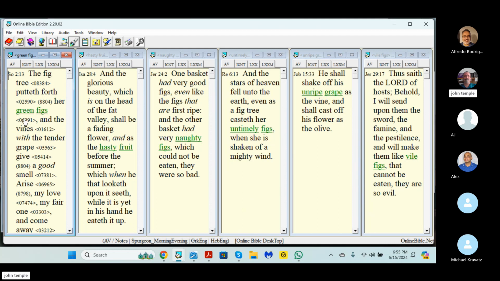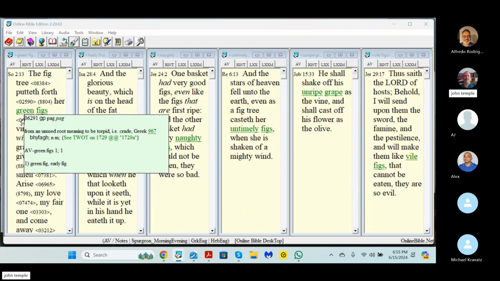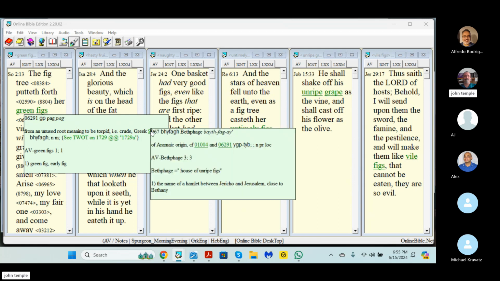The green figs is Pag, yeah. And when you see Pag here, in the Greek, it's phage or page. That's why we get Bethphage. Here it is, 967. Bethphage. We say Beth Page, but it's Beth Phage. It's house of unripe figs. 6291. House of Phag, or house of Peg. House of unripe figs.